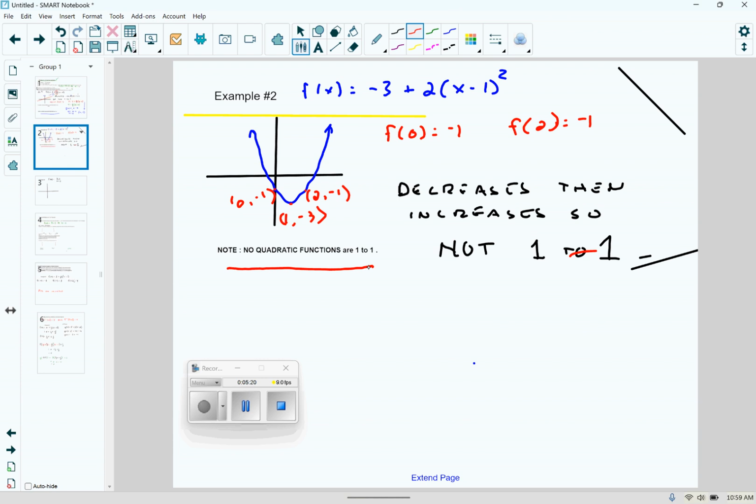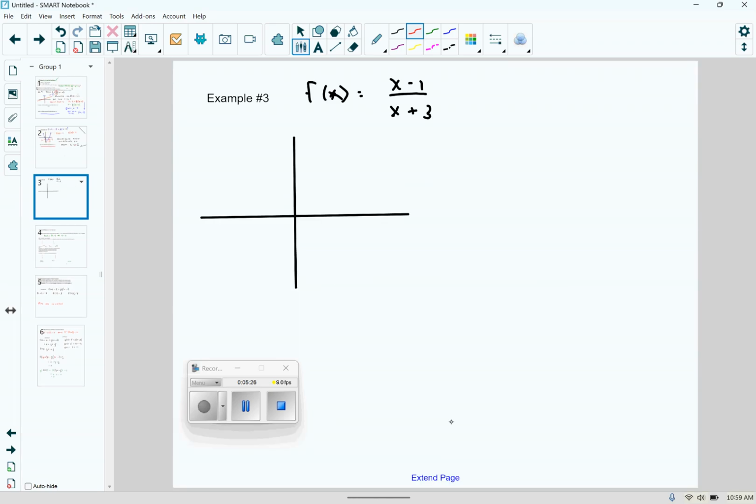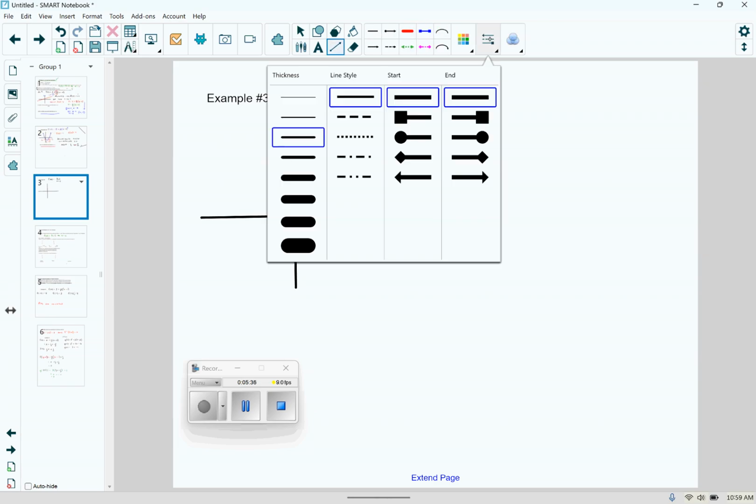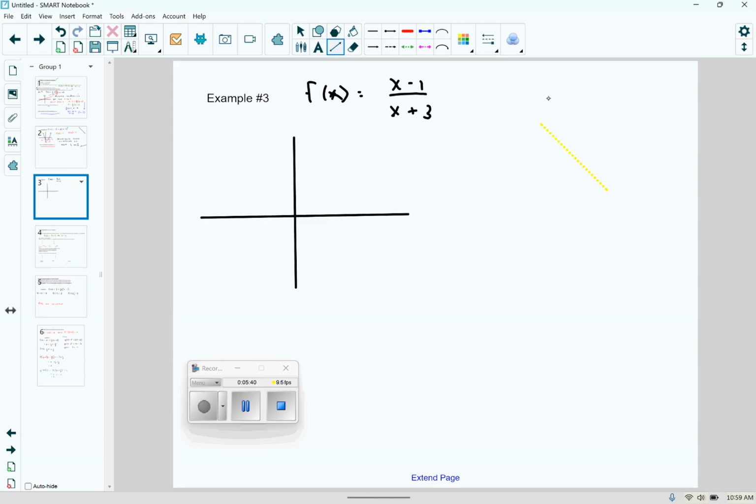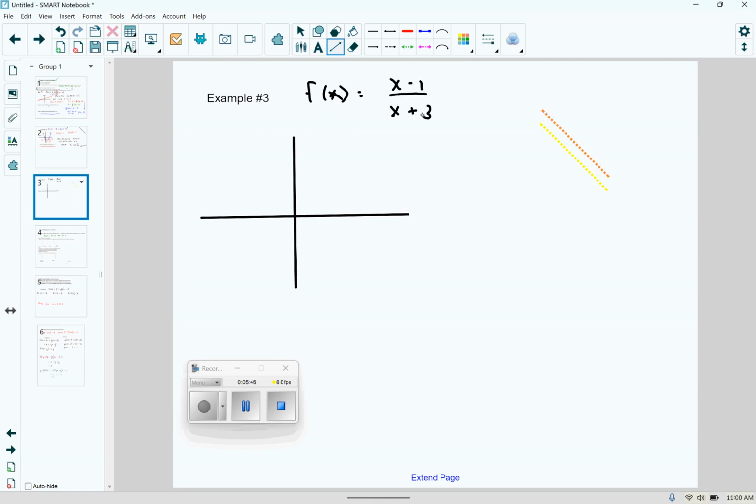So let's go to example 3 right here, the infamous rational function. You should be able to graph this guy really quick right now, and I'm going to graph it really quick. I'm going to look at this vertical asymptote right here. This guy has a vertical asymptote at negative 3.